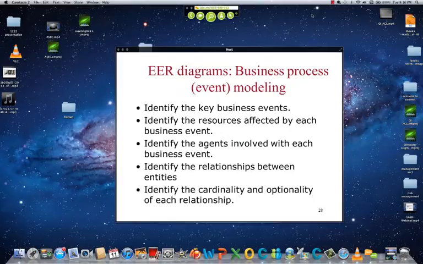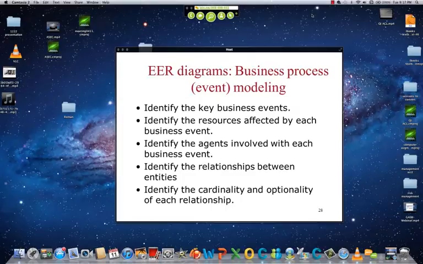Okay, so how do we create EER diagrams? What are the guidelines for EER diagrams? Well, the idea is that usually you would have some description of a business, some narrative of a business. You look at this narrative, you try to understand the business. First, you try to identify the key business events. What are significant business events, what managers would want to plan, execute, and evaluate?